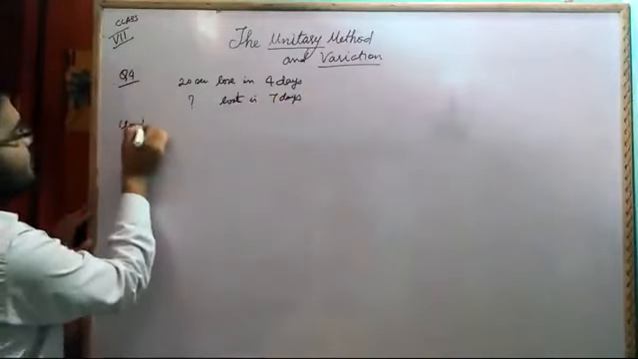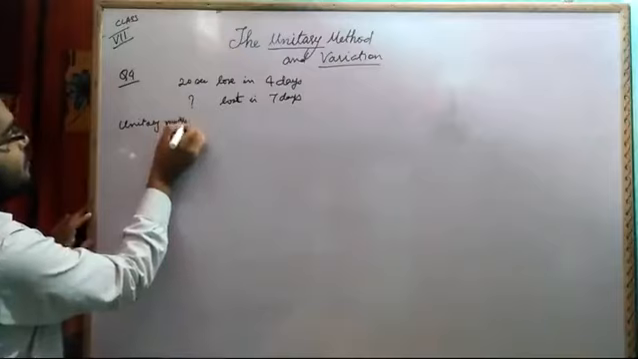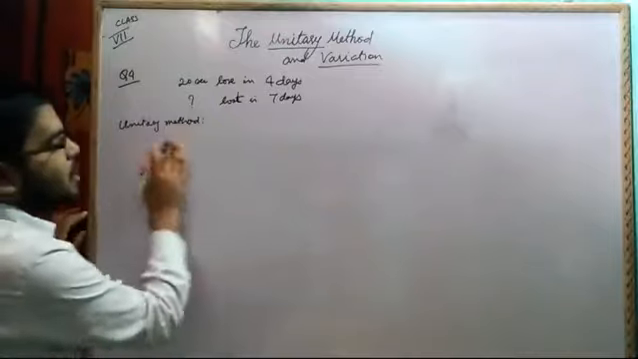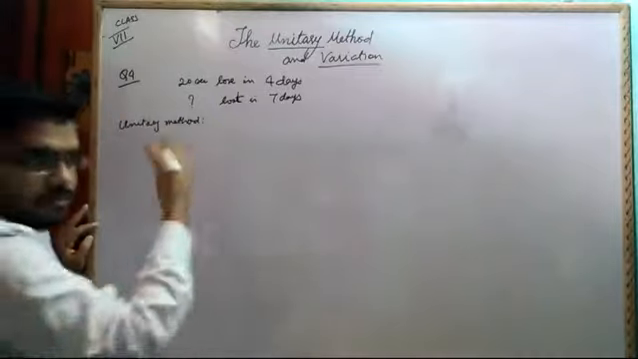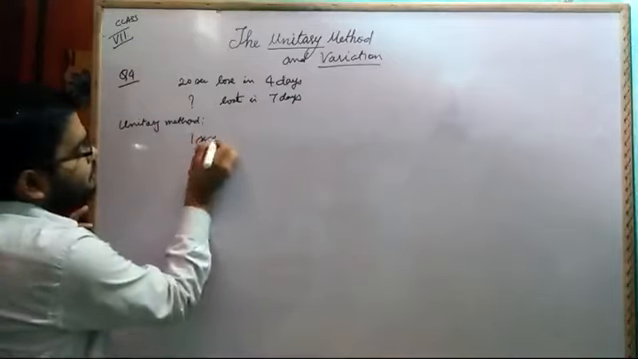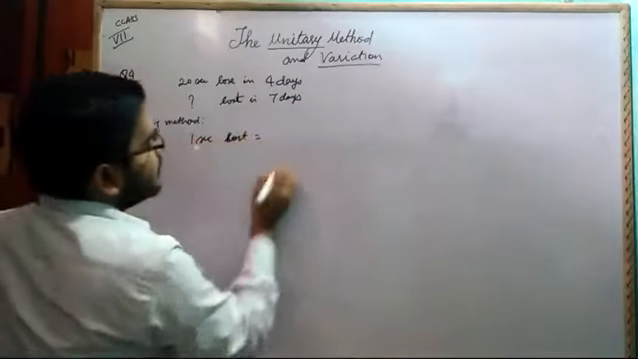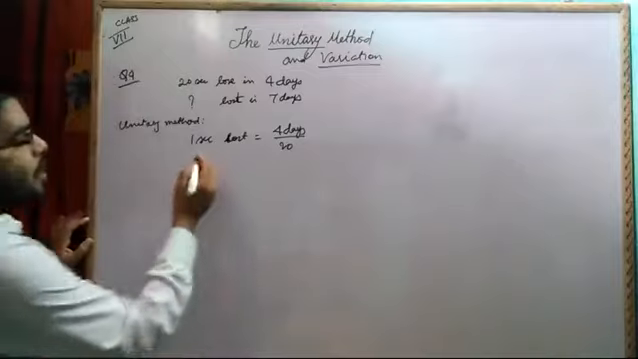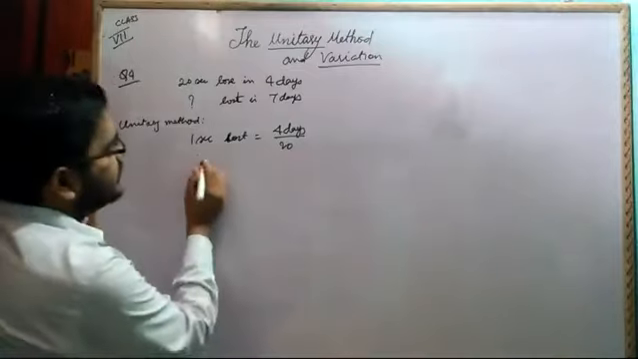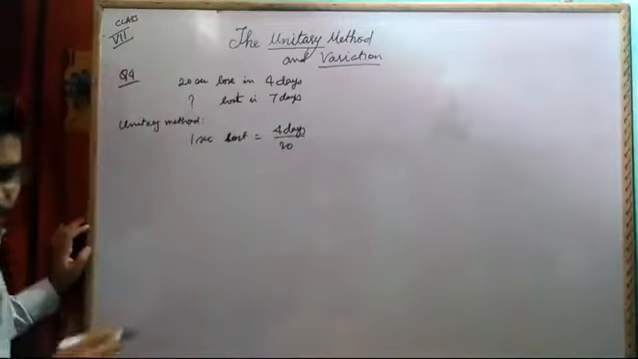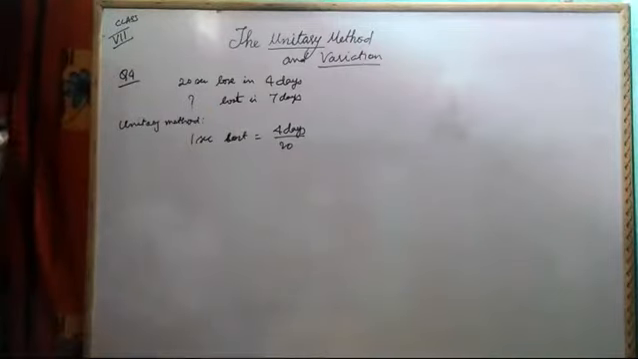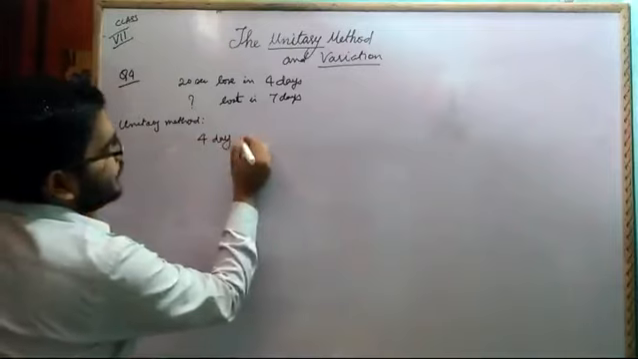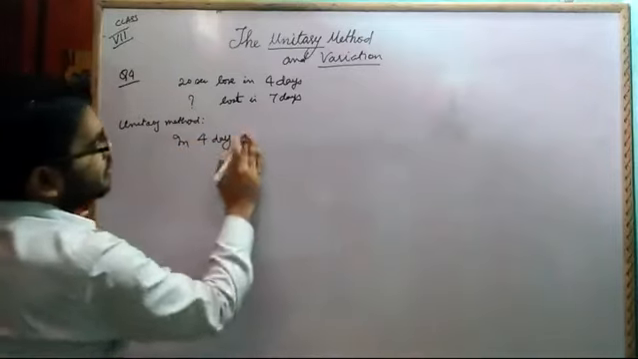Now using the unitary method, what we have to do? 20 seconds, 4 days. So 1 second will be lost in how many days? Obviously it will be lost in fewer days. So 1 second lost is equal to 4 days upon 20, correct? Now how many seconds will be lost in 7 days? So you can just inverse it. 4 days, 20 seconds.